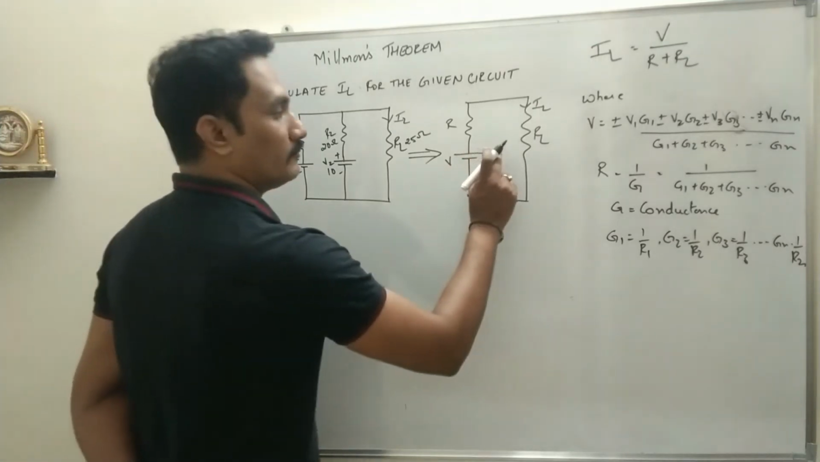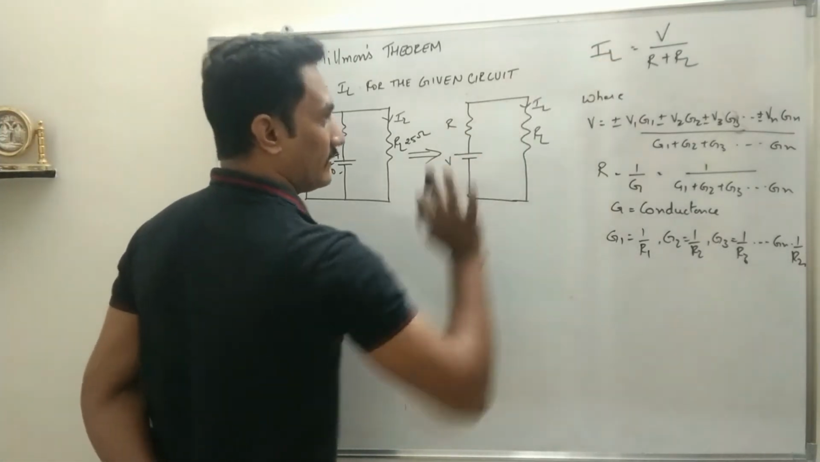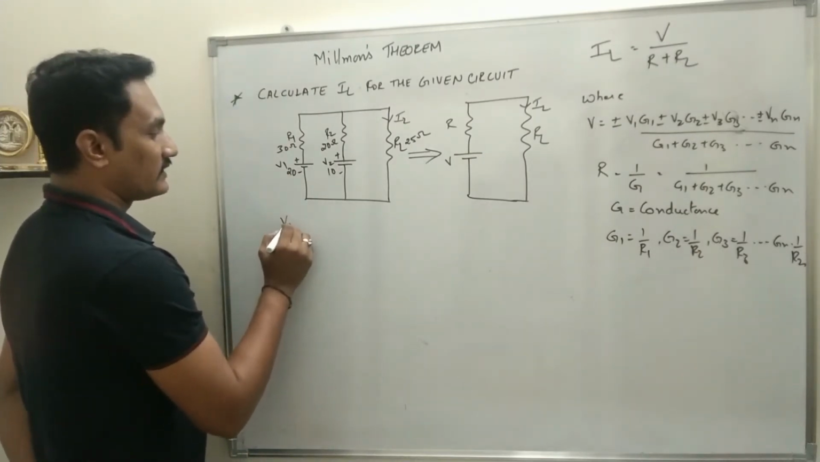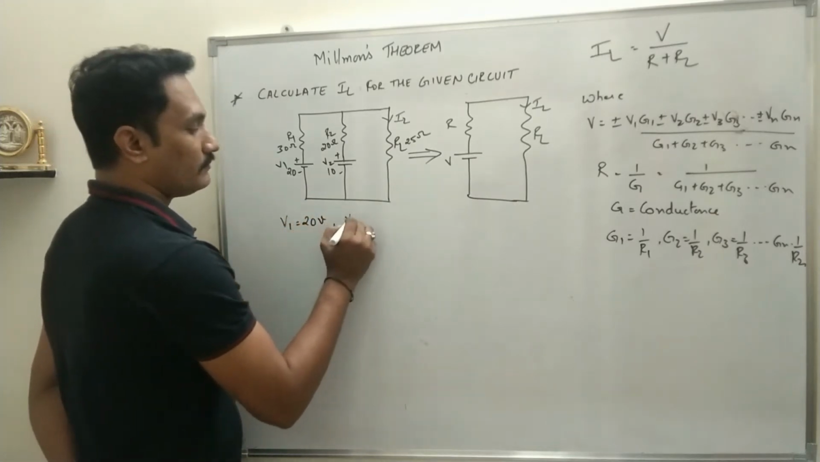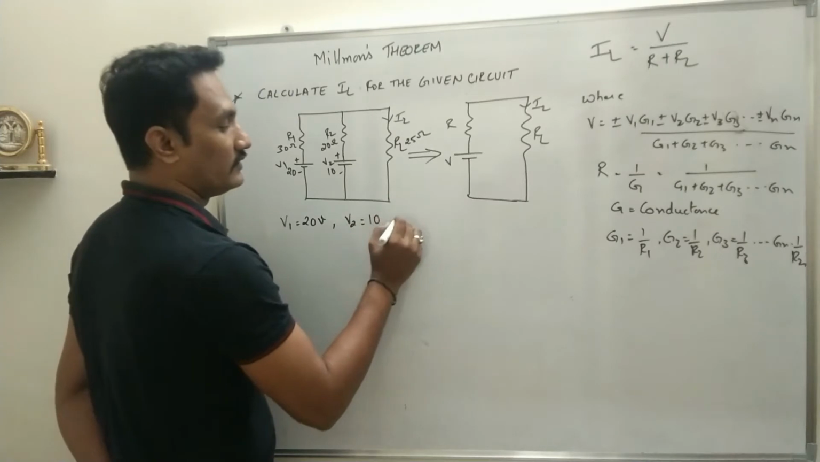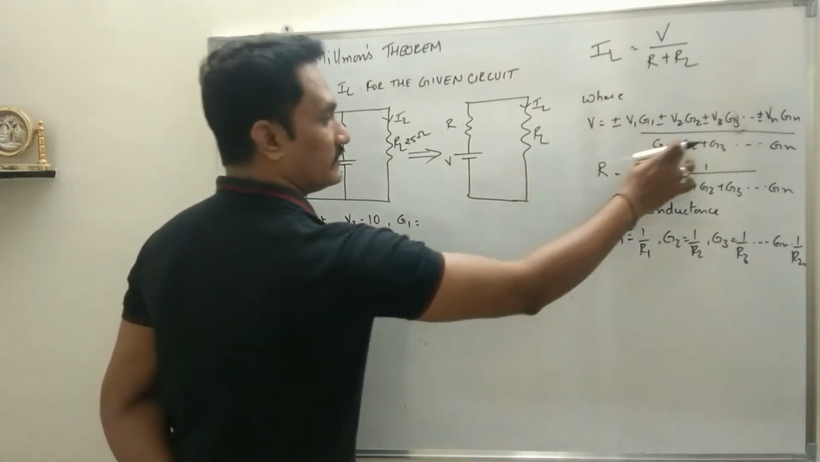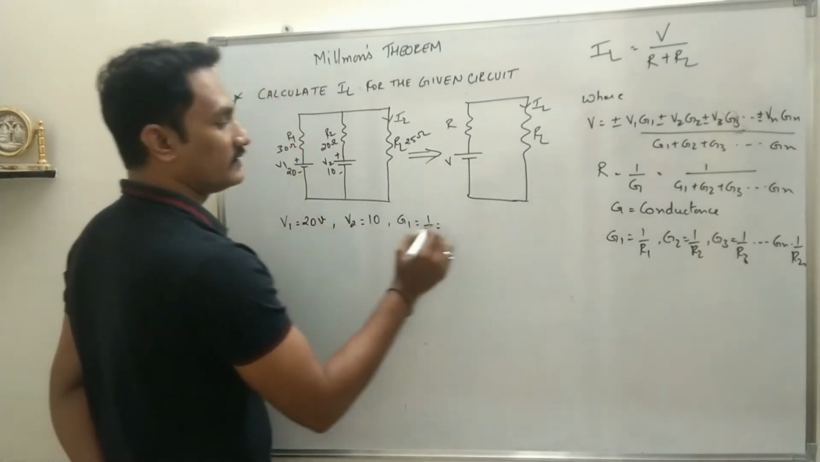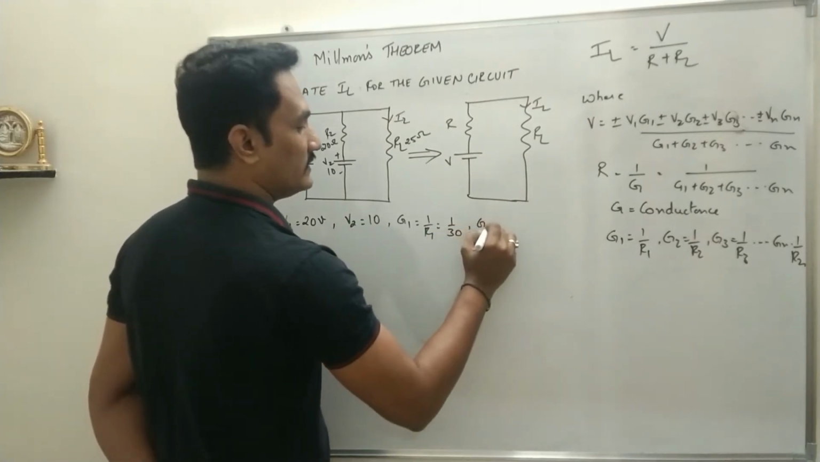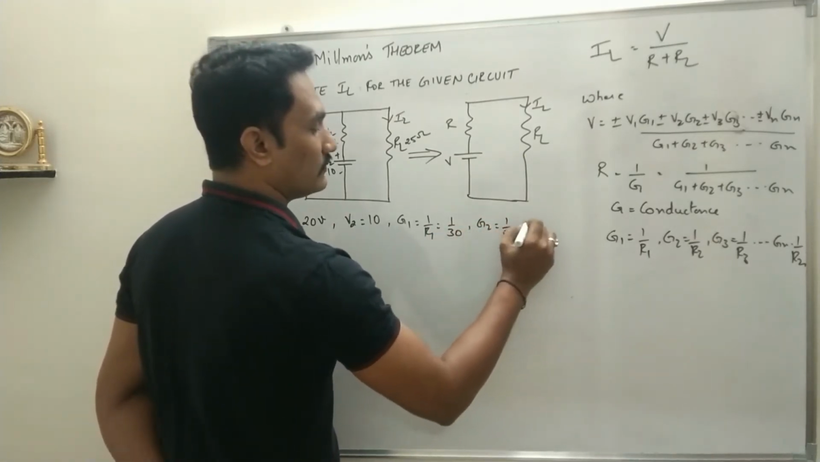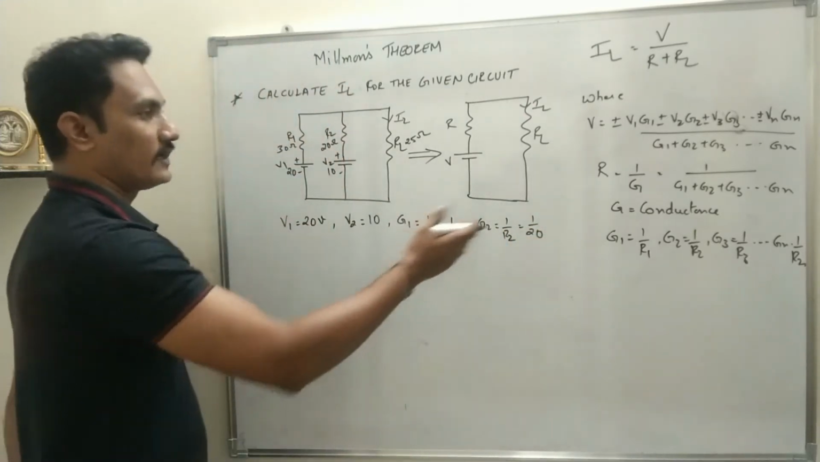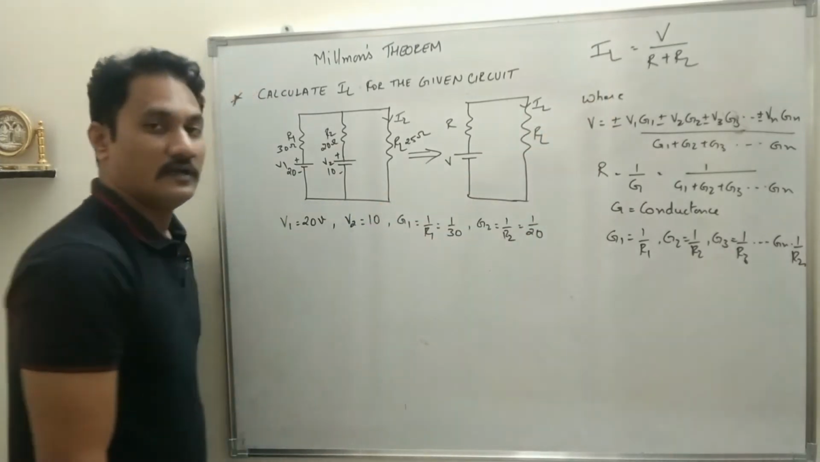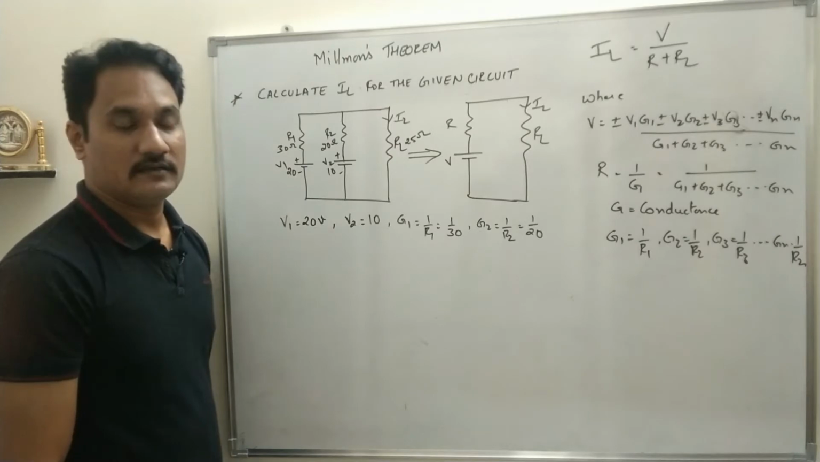Okay. So for this circuit, we need to calculate IL, right? V upon R plus RL. So the first thing we will do is, see here in this circuit, V1 is 20 volt, V2 is 10 volt, and G1, G2 we have to calculate. What is G1? G1 is 1 upon R1, and R1 is 30, so it will be 1 upon 30. Similarly, G2 is 1 upon R2, which is 1 upon 20. If you have all these values, you can easily calculate the value of V and R. Once you get the value of V and R, substitute that value in the equation for IL, you can easily calculate the value of IL.